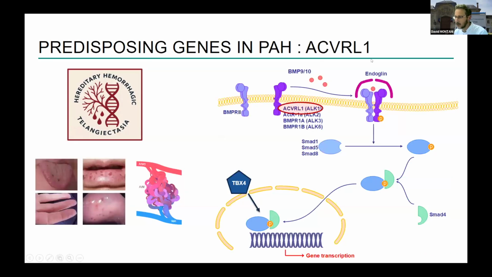ACVR1 is very interesting because it is a predisposing gene of PH, but also of hereditary hemorrhagic telangiectasia, HHT, Rendu-Osler disease. We know that patients carrying ACVR1 mutations may be at risk of hemorrhagic complications, and we do not know if they can respond to sotatercept.